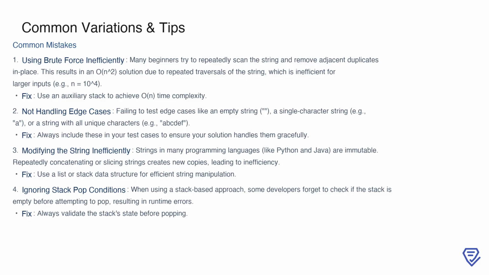Additionally, modifying strings inefficiently is another trap, especially in languages like Python or Java, where strings are immutable. Reconstructing strings repeatedly through concatenation or slicing creates unnecessary overhead. A better approach is to use a list or stack for efficient manipulation. Finally, forgetting to check whether the stack is empty before attempting to pop can lead to runtime errors. Always validate the stack state to avoid these issues.